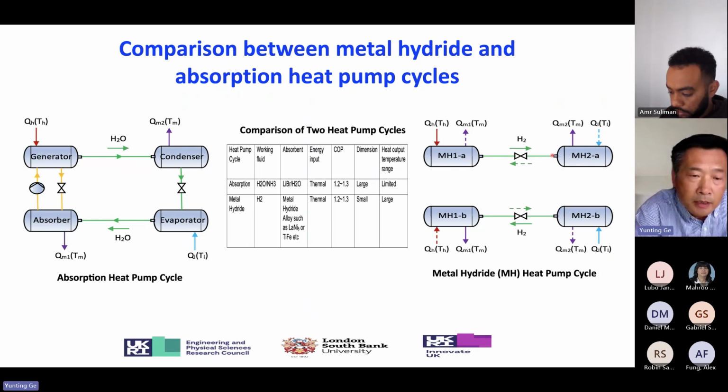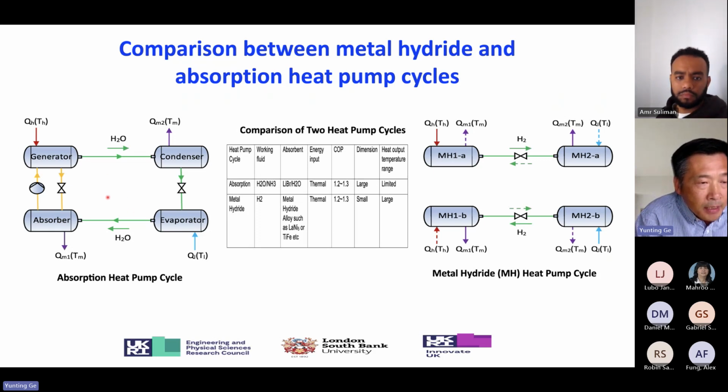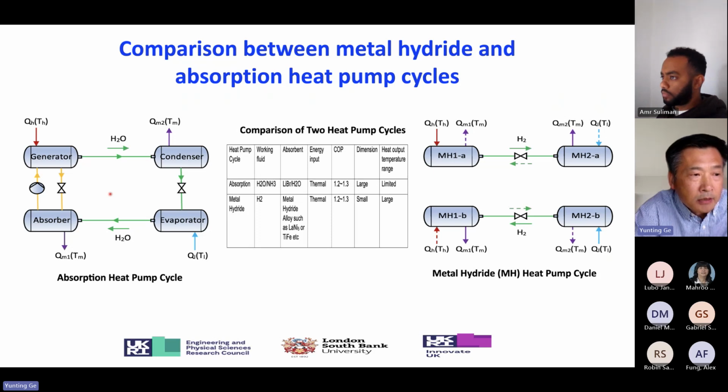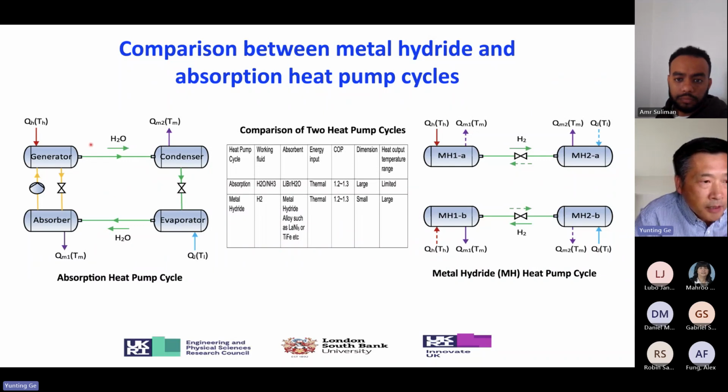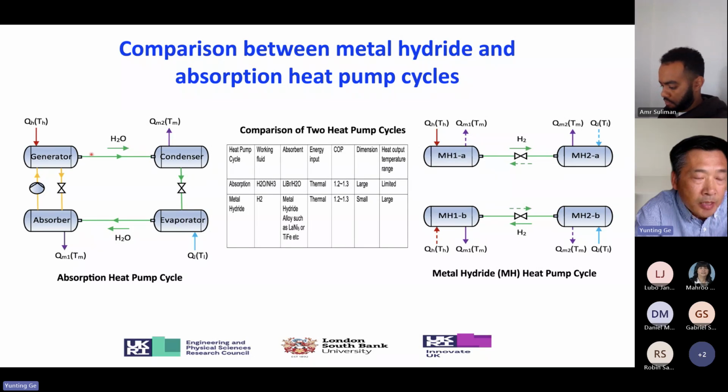To explain it clearly, I compared the metal hydride heat pump cycle with the conventional absorption heat pump cycle. The absorption heat pump cycle system layout is shown in the left side of this slide, and it includes 4 main components we all know about: the generator, condenser, evaporator, and absorber. The high temperature heat source is used to heat up the generator, and the refrigerant such as water is evaporated out with high pressure and condensed by the condenser.